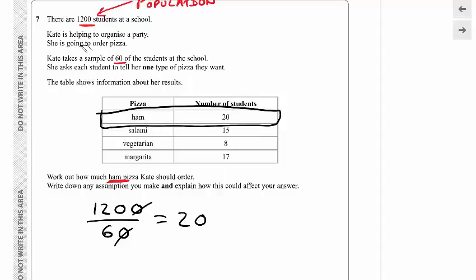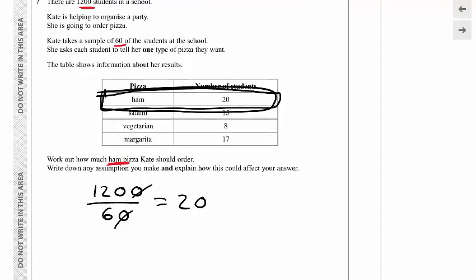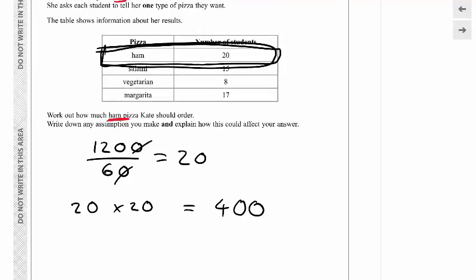But I don't want the total pizza. I just want to look at how much ham pizza she'll have to order. There are 20 ham pizzas for 60 students, so for 1,200 students I'm going to have to multiply that by 20. So it's 20 times 20. Imagine the zeros aren't there: 2 times 2 is 4. Then I stick one 0 back in, and then the other 0 back in. So I need 400 ham pizzas.